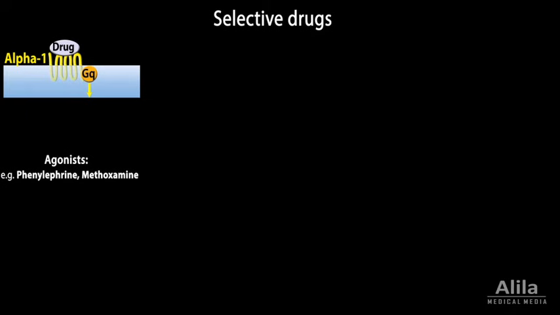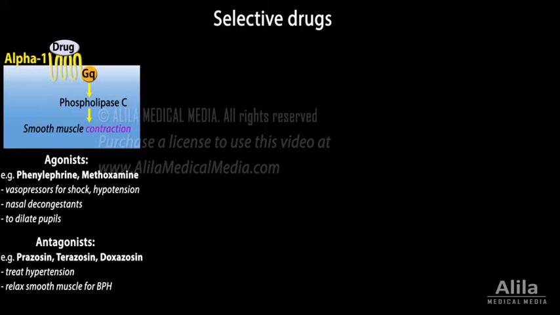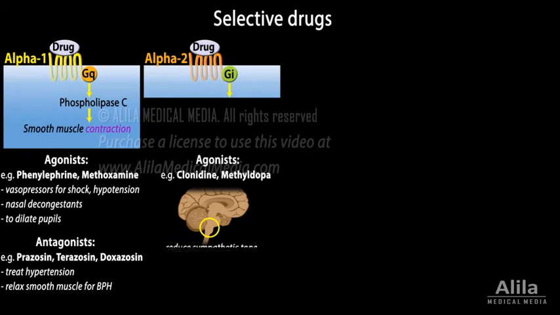Alpha-1 specific agonists induce smooth muscle contraction and are used as vasopressors for treatment of shock, hypotension, as nasal decongestants, or to dilate pupils. Alpha-1 antagonists, on the other hand, are used to treat hypertension and to relax smooth muscle within the prostate for treatment of benign prostatic hyperplasia. Alpha-2 agonists act on alpha-2 receptors in the brainstem to reduce sympathetic tone and are used to treat hypertension.